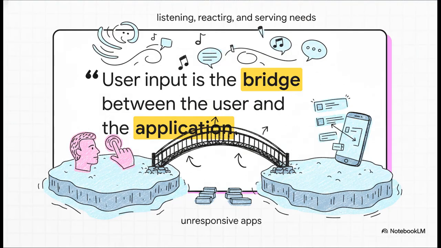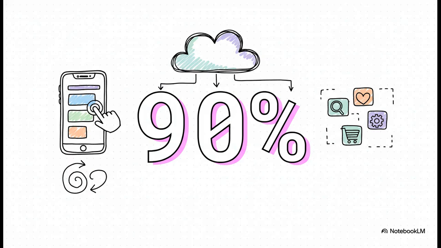I love this way of thinking about it. User input is the bridge. Without that bridge, our apps would just be static images. Beautiful to look at, maybe, but totally unable to listen, react, or actually do anything for us. And this isn't some niche corner case feature. A massive 90% of mobile apps depend on these exact mechanics to function at all. Just think about that. Almost everything on your phone is built on this foundation.